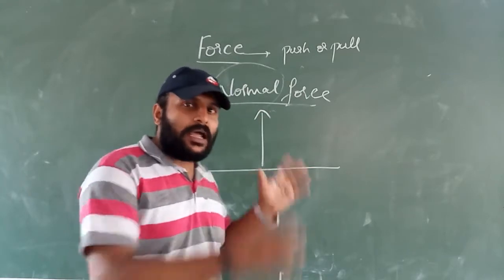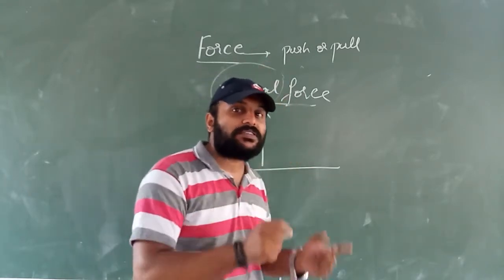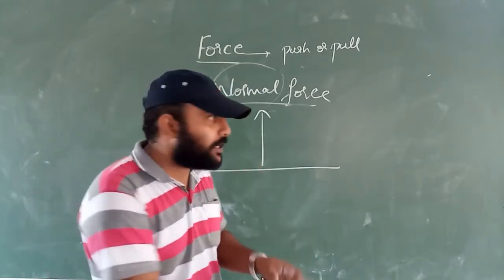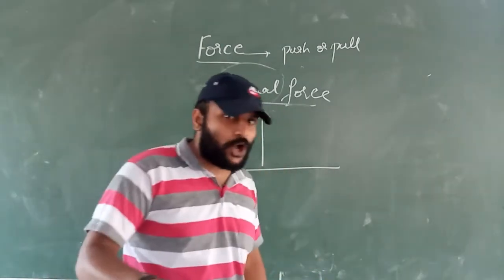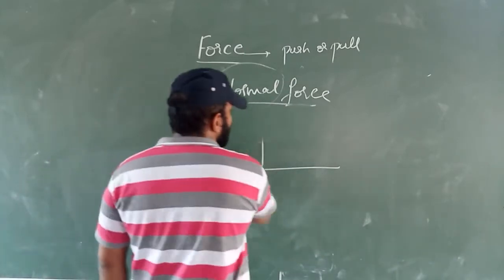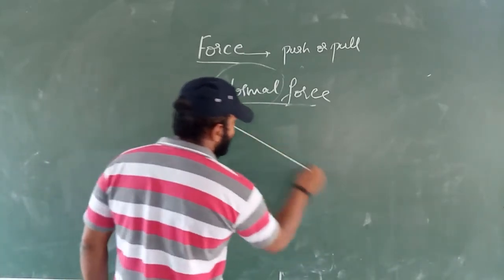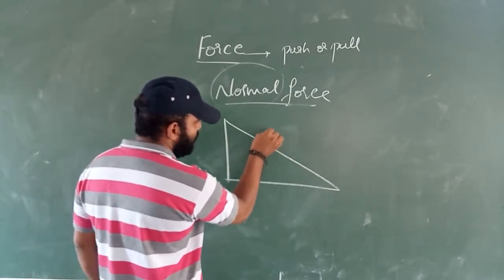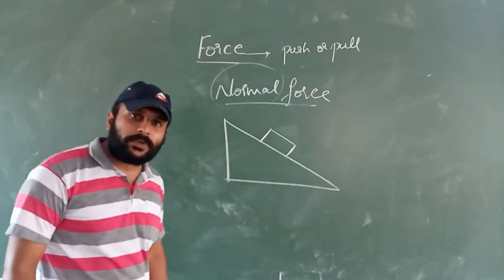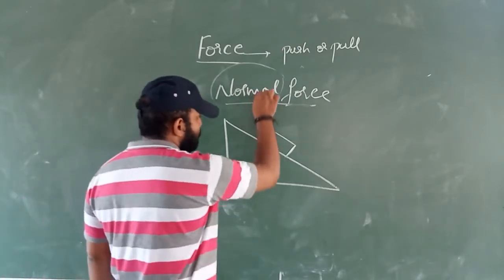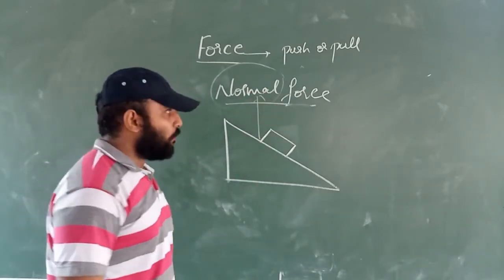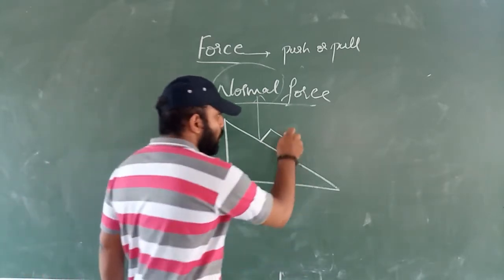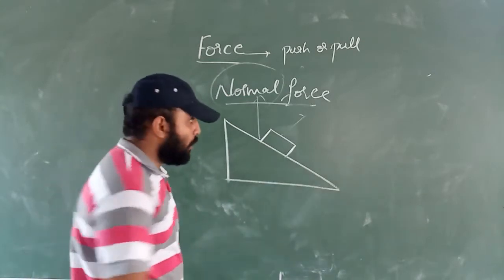What is meant by normal? The direction perpendicular to the surface upon which the object is kept. Means we will not be considering the object, we will be considering the surface on which the object is kept. For example, if you take one inclined surface and place one object here, what will be the normal? We should not draw the normal like this. Okay, it is wrong. Normal should be perpendicular to the surface on which the object is placed. What we should not see here is the object. What do we have to see?